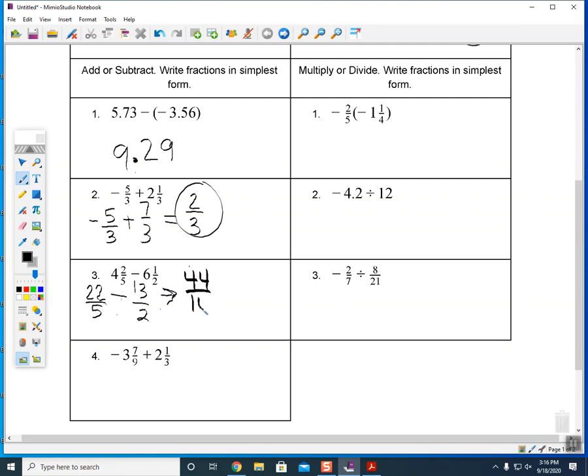44/10. And over here I'm going to have to multiply by 5. 13 times 5 is 65, so I'm going to have this minus 65/10.